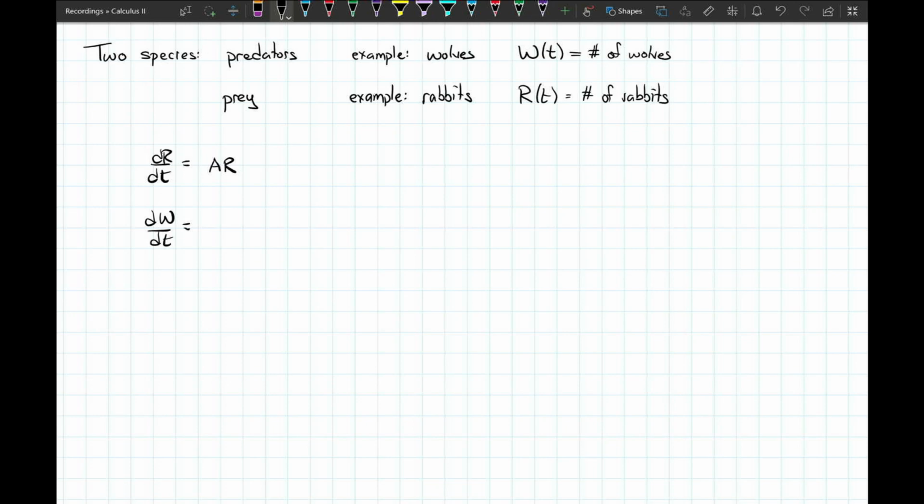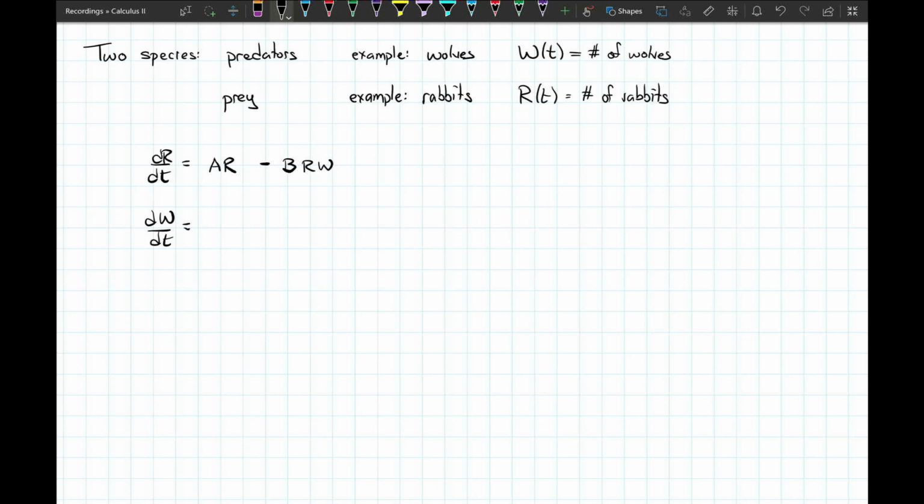But let's suppose that the death rate of rabbits is proportional to the number of interactions of wolves and rabbits. So in this case, we will have a decline in the rabbit population that is proportional, so let's use b as another constant, to the populations of wolves and rabbits, r and w. So we would say that's jointly proportional. It's jointly proportional to rabbits and wolves.